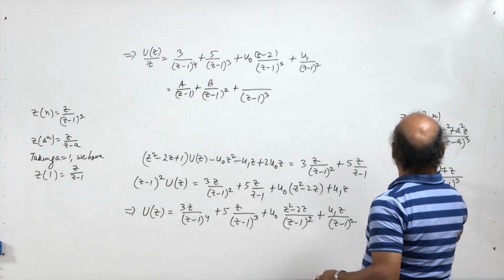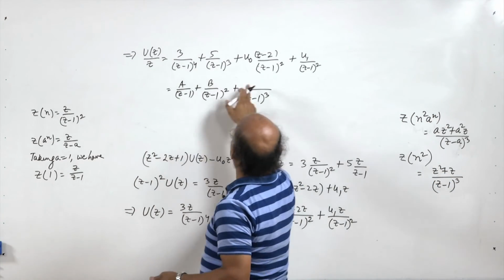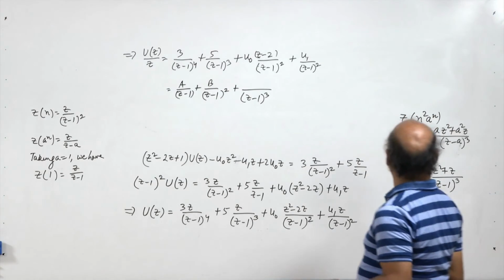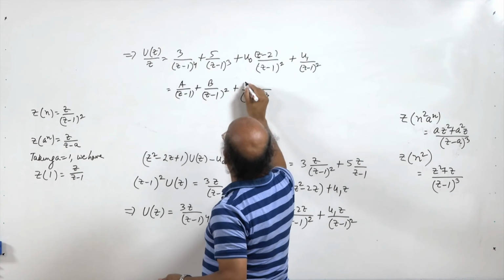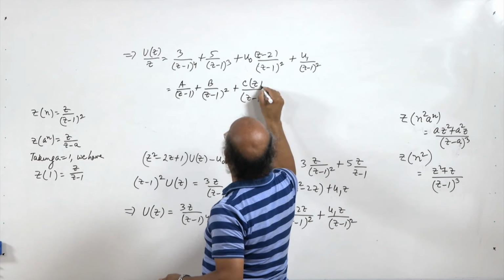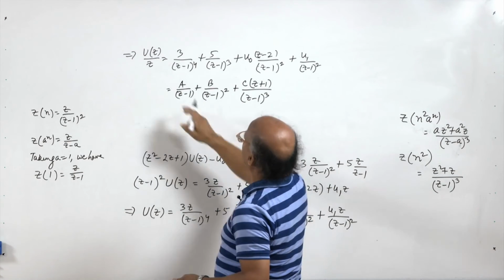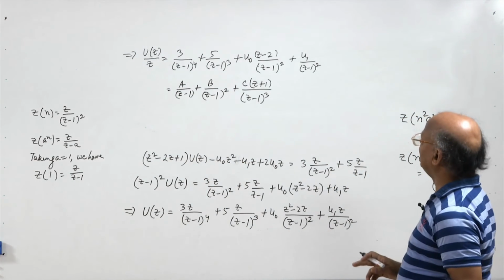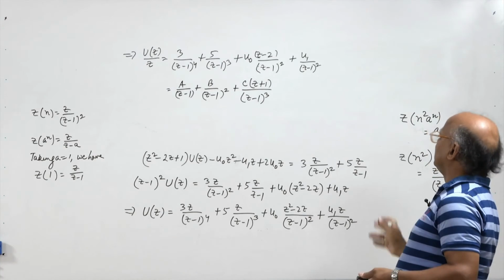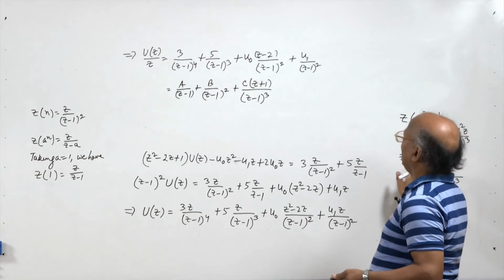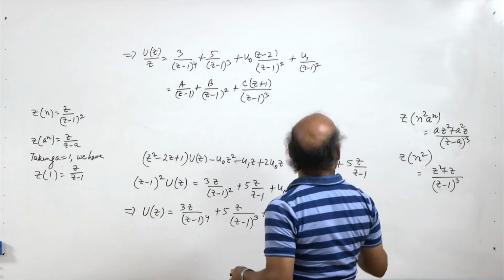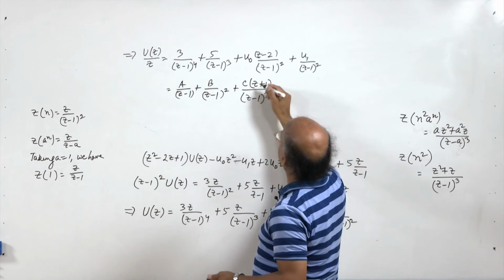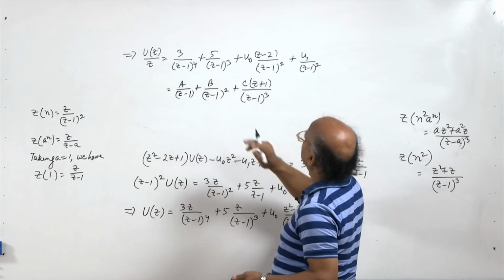So this z is to be multiplied to (z plus 1) in order to get z square plus z. So we get here c times (z plus 1), so that when we multiply by z, we get c times (z square plus z) divided by (z minus 1) whole cube, whose inverse z transform will be n square into a to the power n, but a is equal to 1, so n square. So this is how we write the term corresponding to (z minus 1) whole cube.